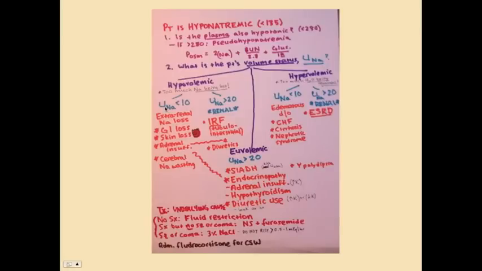If your urine sodium is less than 10, but you're still losing sodium, so it's not coming out of the urine, then we think of other places. Where else do we lose sodium? Well, we can lose it through the bowels. We can lose it in diarrhea. We can lose it in vomiting. We can also lose it through the skin. We can lose it in sweat. We can lose it through burns. We can lose it in adrenal insufficiency.